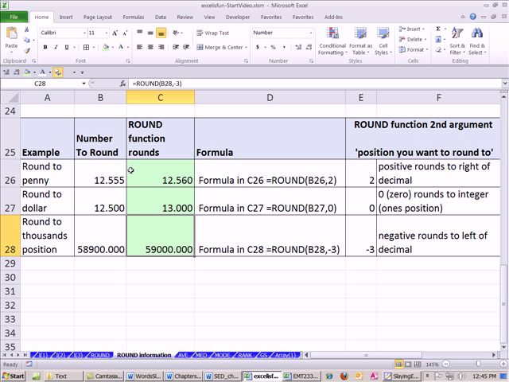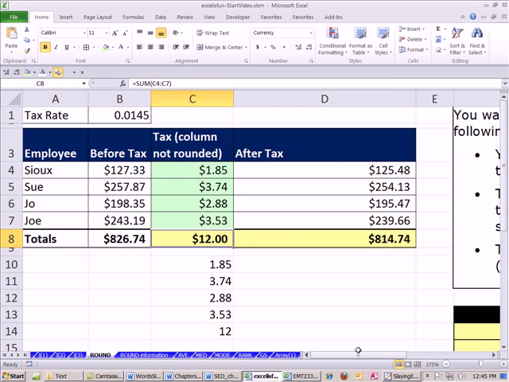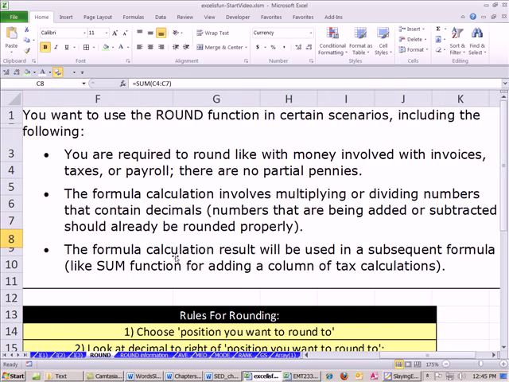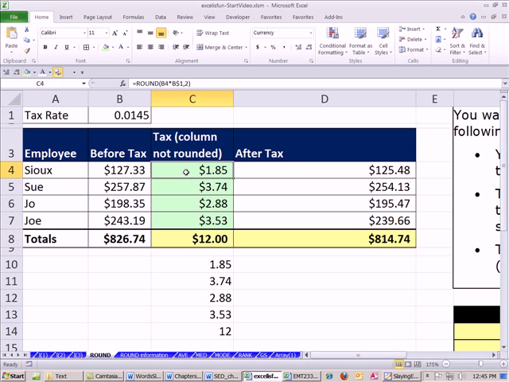I have these numbers over here for the second argument. You have to remember these rules right here, and then you have to remember to actually put the round function in. All right, we'll see you next video.